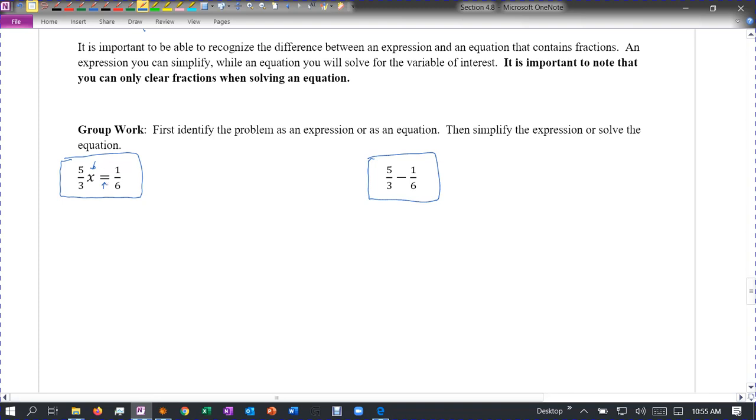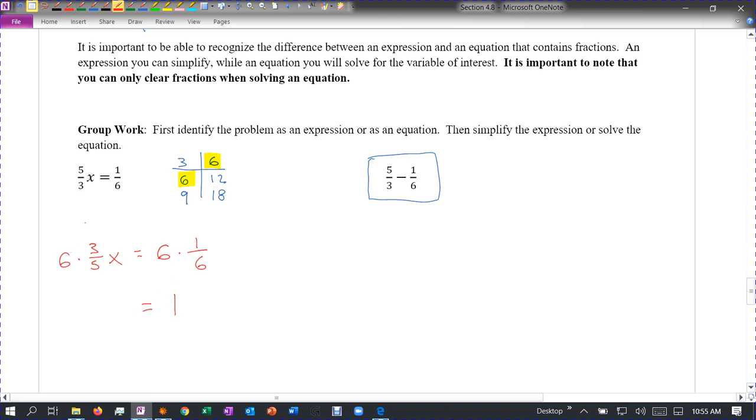If we were to do this first problem, we would notice we've got fractions. So we'd list out 3 and 6. List the multiples: 3, 6, 9; 6, 12, 18. The smallest one we have here is 6. So we'd multiply the left side by 6. There's only one term, so I don't need parentheses. Multiply the right side by 6. The right side would just become 1.